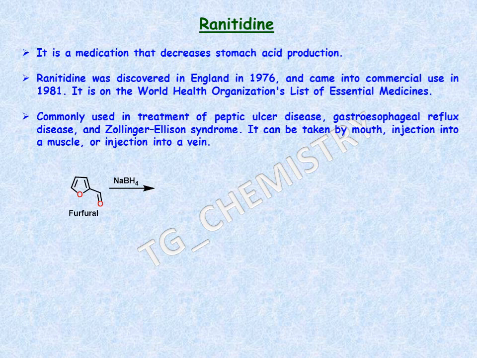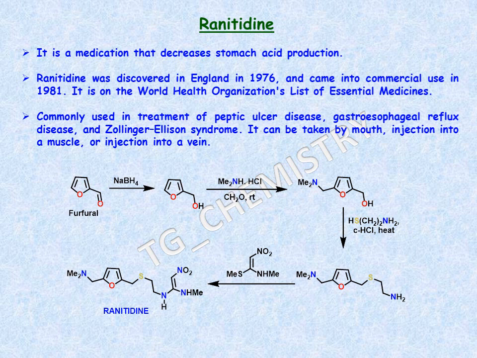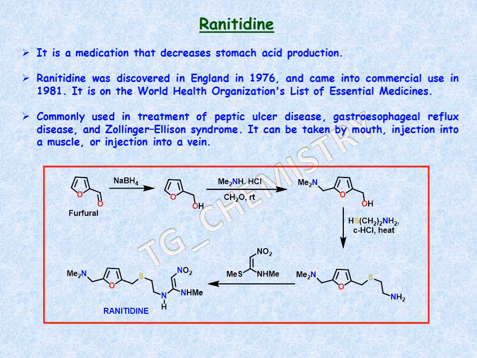So the synthesis started with furfural or furan-2-aldehyde, and the furfural is reduced by means of NaBH4 to furfuryl alcohol; lithium aluminum hydride can also be used as the reducing agent. It will give the furfuryl alcohol. Now the furfuryl alcohol reacts with dimethylamine in presence of formaldehyde at room temperature to produce the 5-dimethylaminomethyl derivative of the furfuryl alcohol, which on further reaction with 2-aminoethanethiol will produce eventually the thioethanamine derivative. Okay, and then this thioethanamine derivative, when it reacts with the nitroethenamine molecule in a nucleophilic substitution reaction, eventually it will produce the ranitidine molecule, which is our concerned drug.